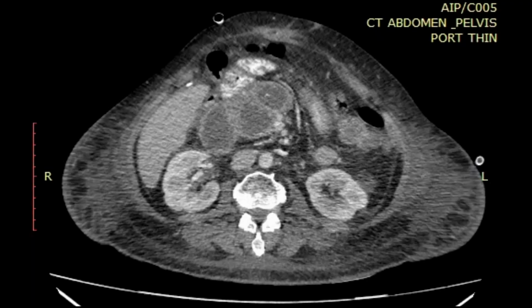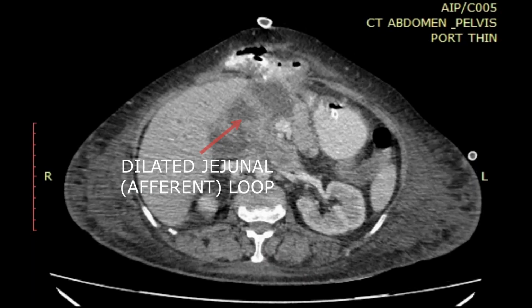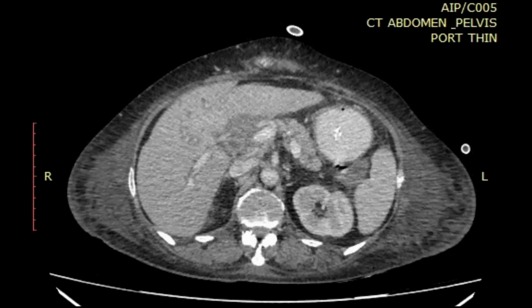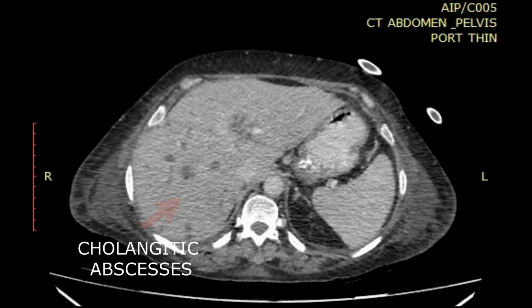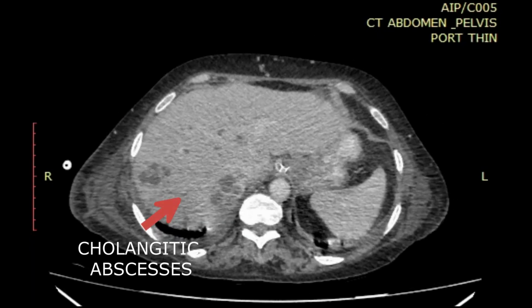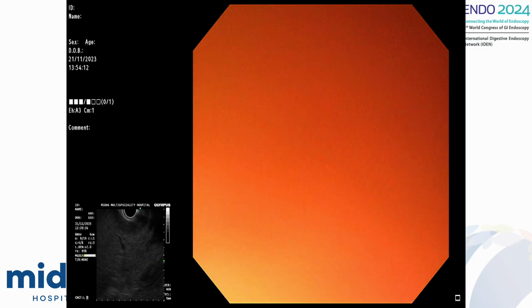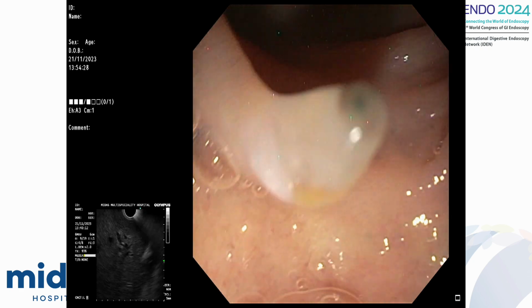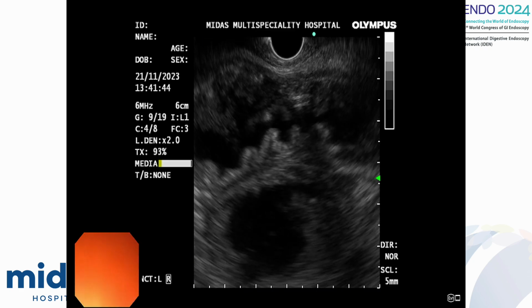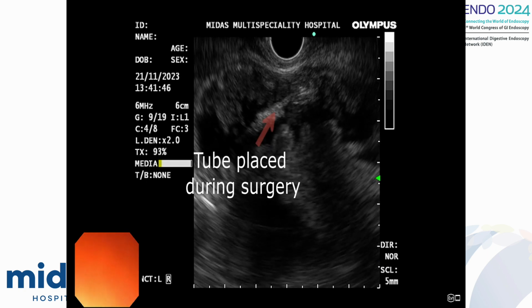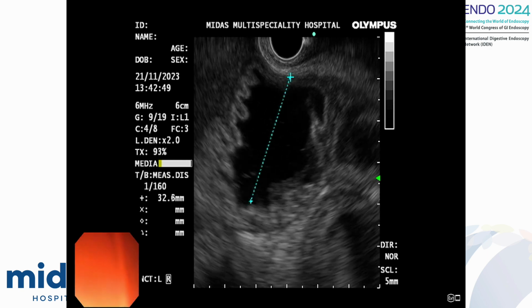A CT scan showed a dilated jejunal limb, which was the afferent loop, with dilated intrahepatic ducts, as well as multiple cholangitic abscesses. She also had some mild ascites. EUS was performed and the echoendoscope was advanced across the pylorus, and the duodenojejunostomy anastomosis can be visualized. On echoendoscope, the tube placed during surgery was identified as a marker of the dilated afferent loop.